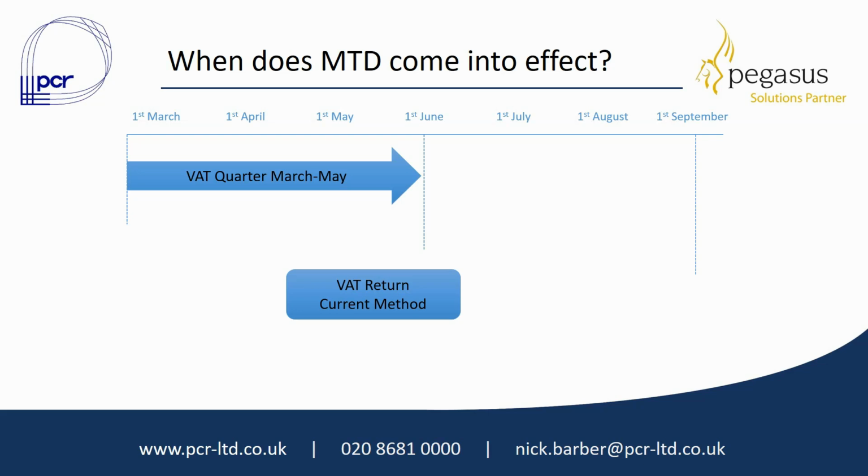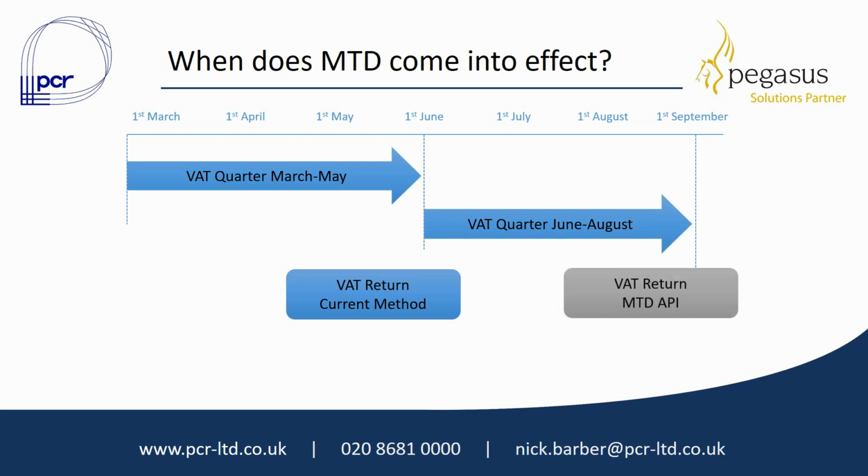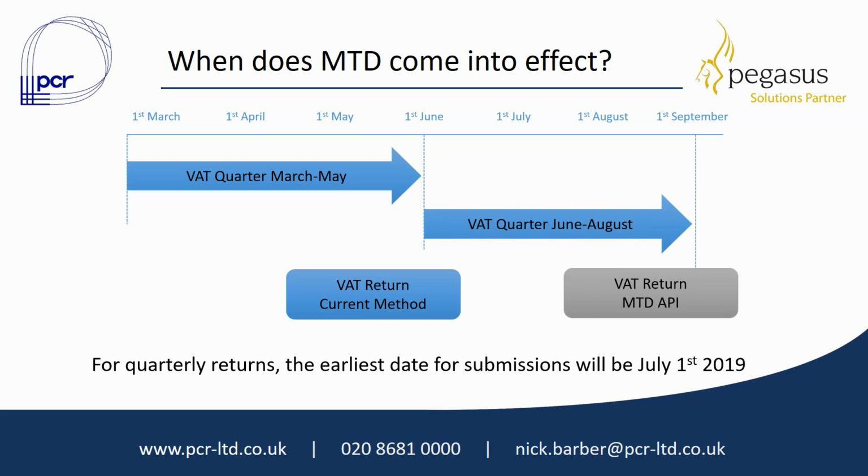It is only after that VAT return, from June to August, that you then need to submit using the new MTD API return. So for quarterly returns, the earliest date for submission will be July 2019.